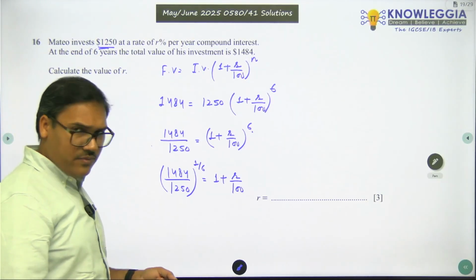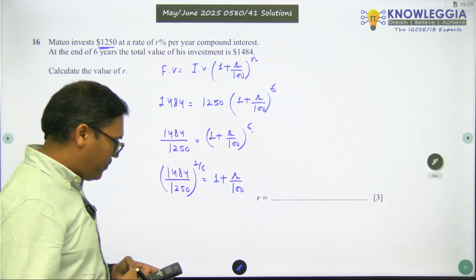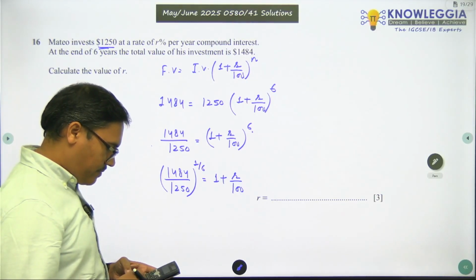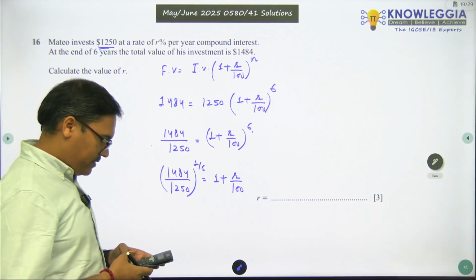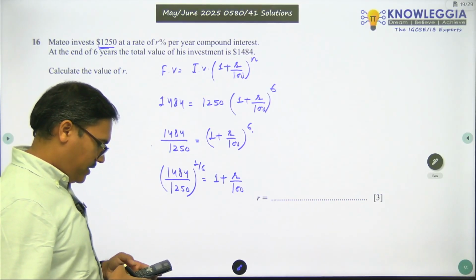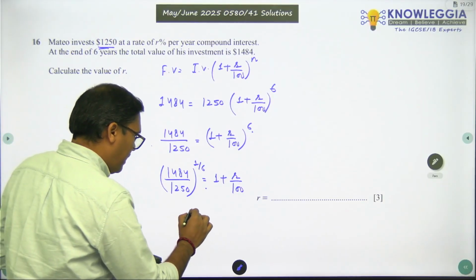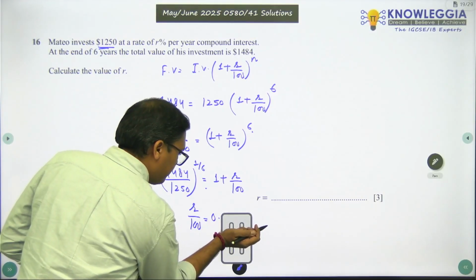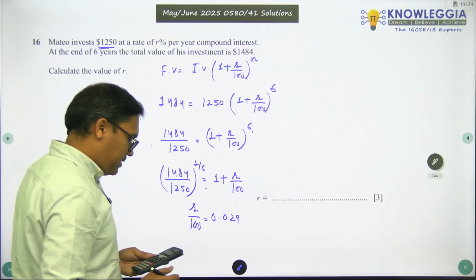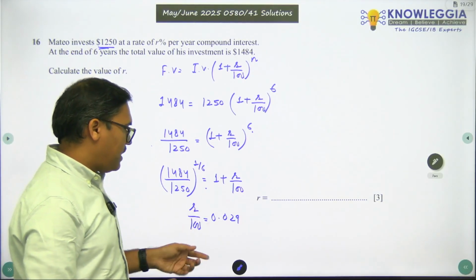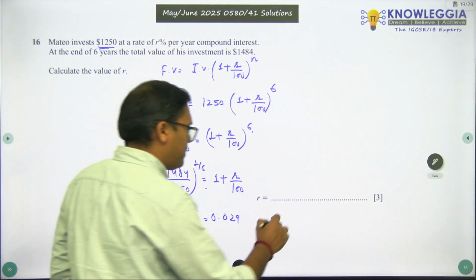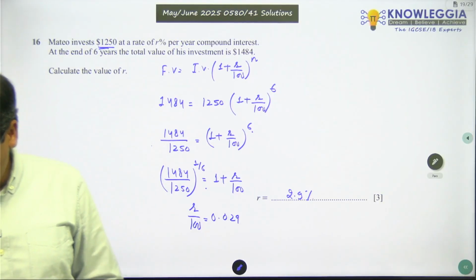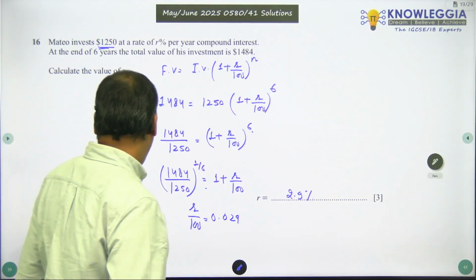Now, let's calculate the value. So this is 1484 divided by 1250, raised to 1 by 6, which is 1.0 something, and then subtracting 1. After subtracting 1, R by 100 is equal to 0.029. Okay. Now, what is R? We just multiply this with 100. So this is 2.9%. That is the answer for this question. So this is a straightforward, simple question. From the formula, you can easily solve this.